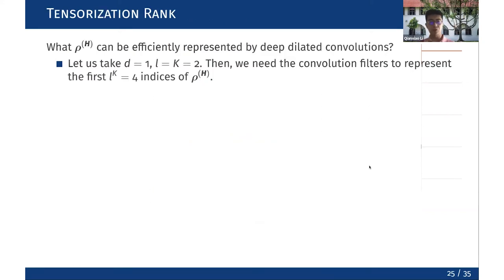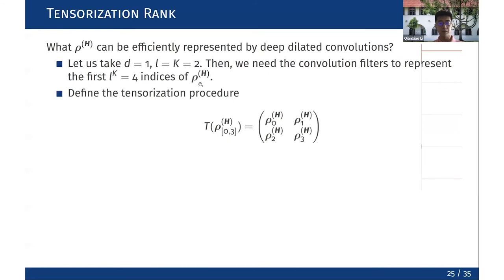Now, to see how this works, we can simply take an example. Let's take the one-dimensional case, d equals one, so the input is one-dimensional. Then I have a filter with dilation size equal to two, filter size equal to two, and K, the number of layers, also two. So you can see that our convolution filter only has four numbers, L to the K. Suppose we have some target functional whose representation is a vector rho, and we only care about the first four coordinates because everything after that is a tail that we cannot do anything about.